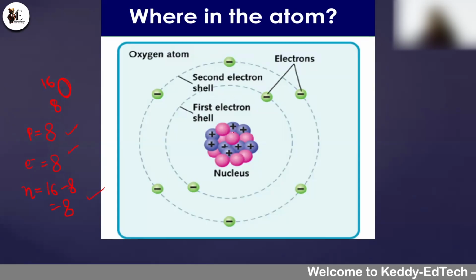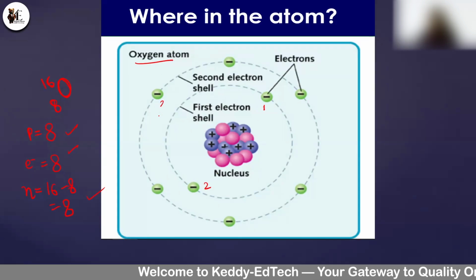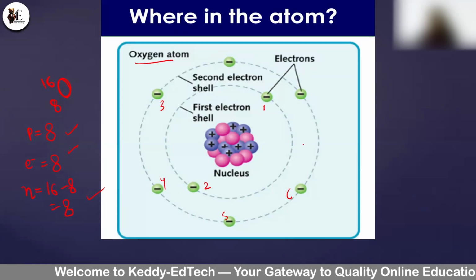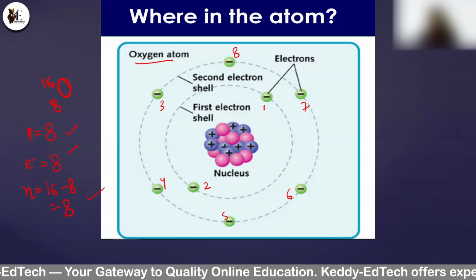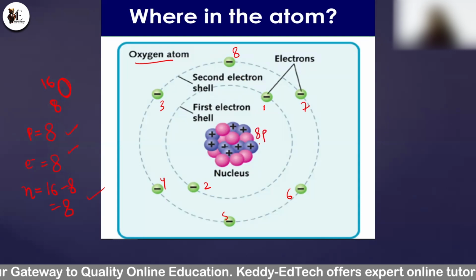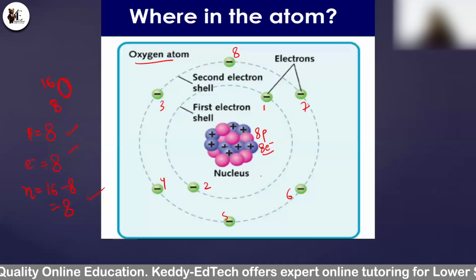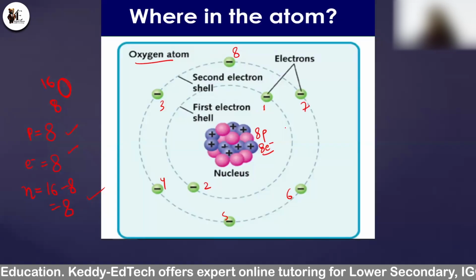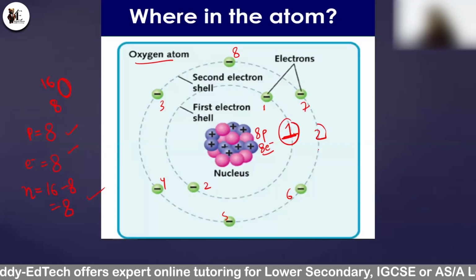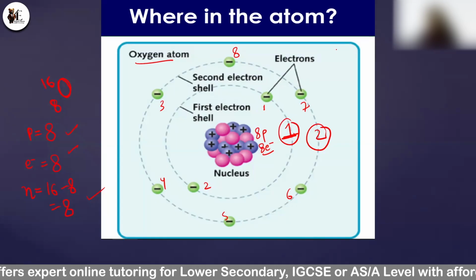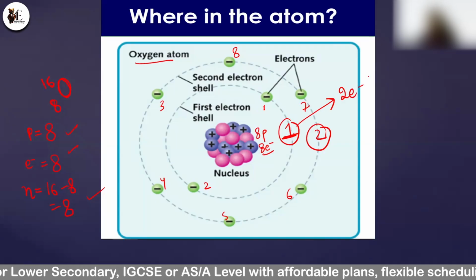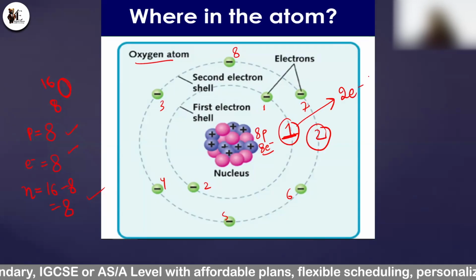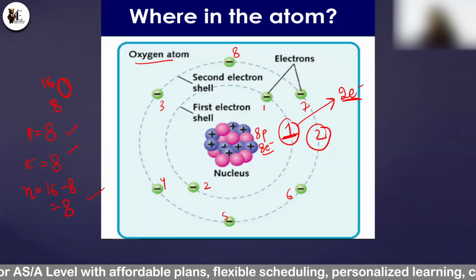Okay, now see, this is your oxygen atom. You can count number of electrons: 1, 2, 3, 4, 5, 6, 7, 8. There are 8 electrons. And in the nucleus also, it is so congested, but there are 8 protons and 8 neutrons in the nucleus. There are 2 electron shells. This is my first electron shell and this is my second electron shell. Always remember, the first electron shell has the capacity of containing only 2 electrons. It cannot contain 3 electrons.